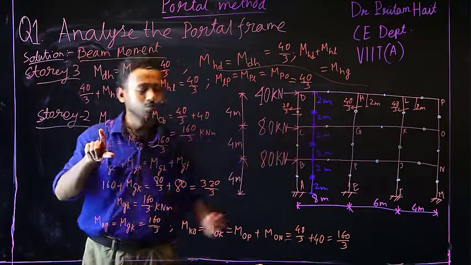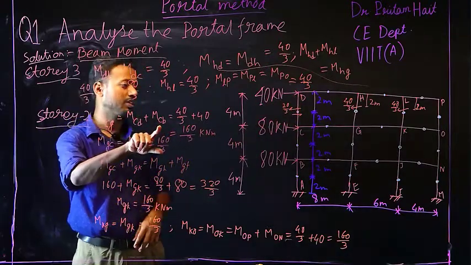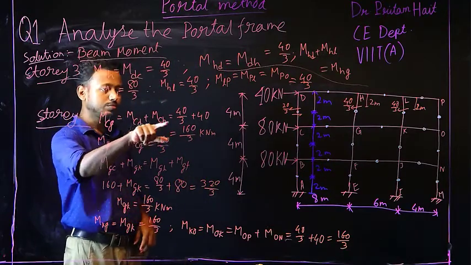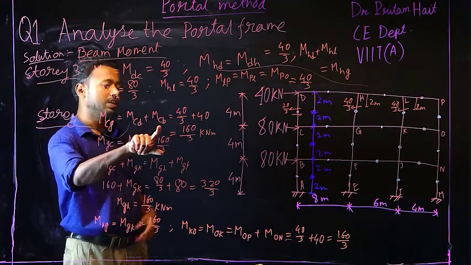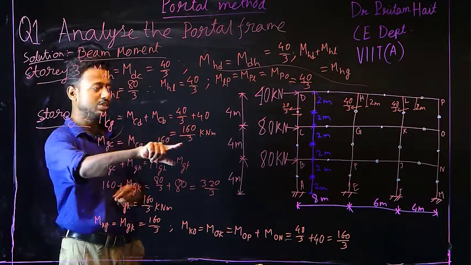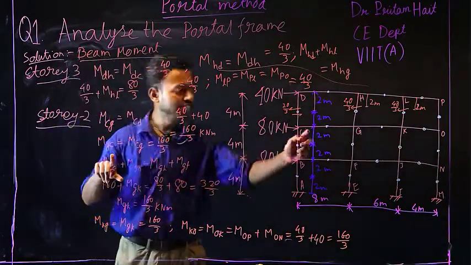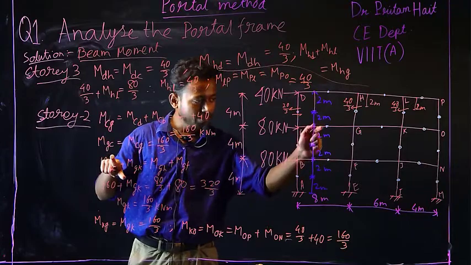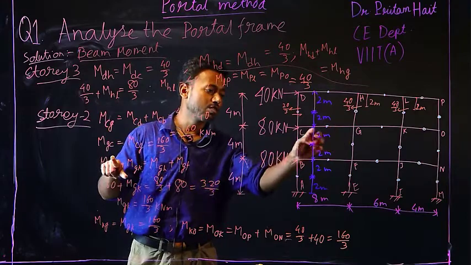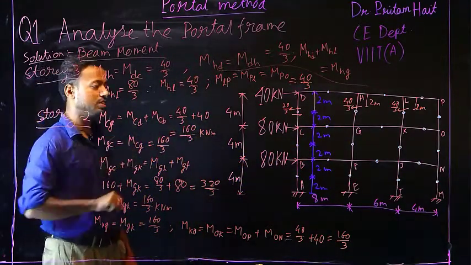So MCG will be equal to MCD plus MCB. So MCD we know 40 by 3, MCB we know in the column moment we have calculated, that is 40. So I can write MCG equals 160 by 3, and MCG will be equal to MGC, same member. You are counting from left to right and you are counting from right to left, the value will be same, that is MGC equals MCG equals 160 by 3, right?